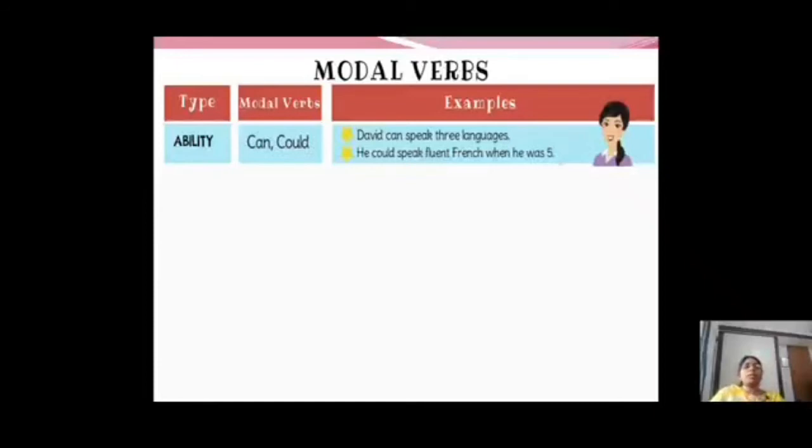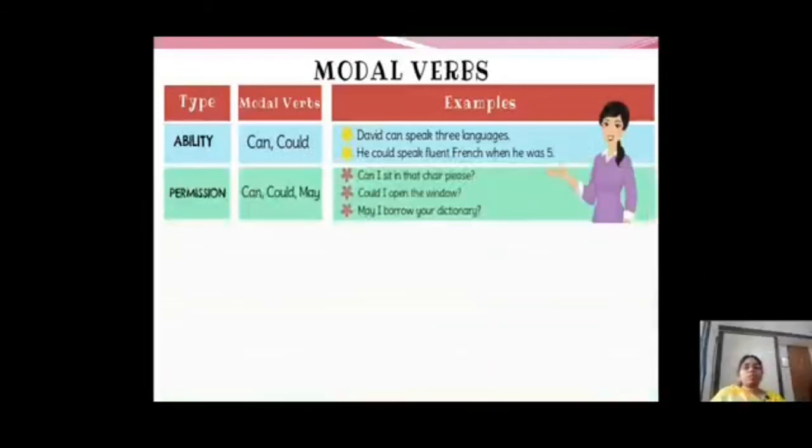So ability. When we are talking about ability, we will use the words can and could. David can speak 3 languages. That means David is able to speak 3 languages. His ability is to speak 3 languages. He could speak fluent French when he was 5. So, for ability, you will use can and could. Next, permission. So, can, could, may. These 3 can be used for permission.